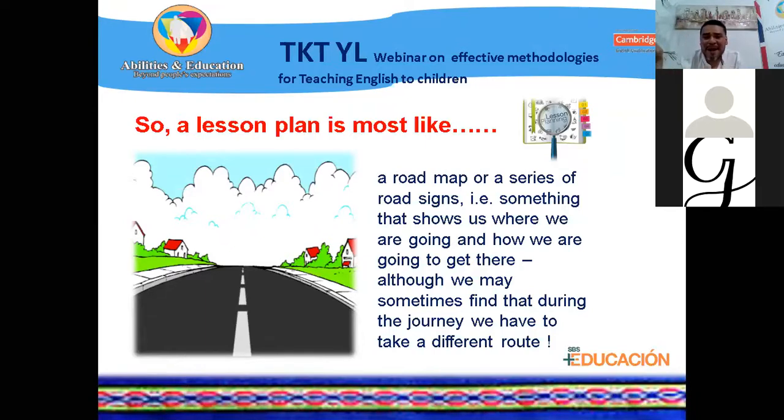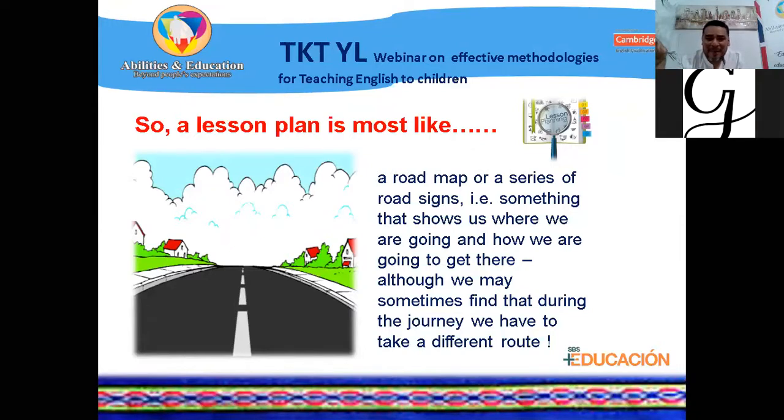Because sometimes we plan a lesson and then in the middle of the lesson, we see that some of the things we have planned have to be adapted because they might be too easy or too difficult for the students.